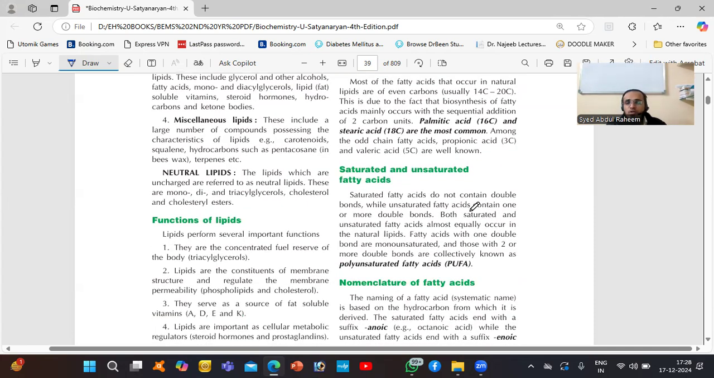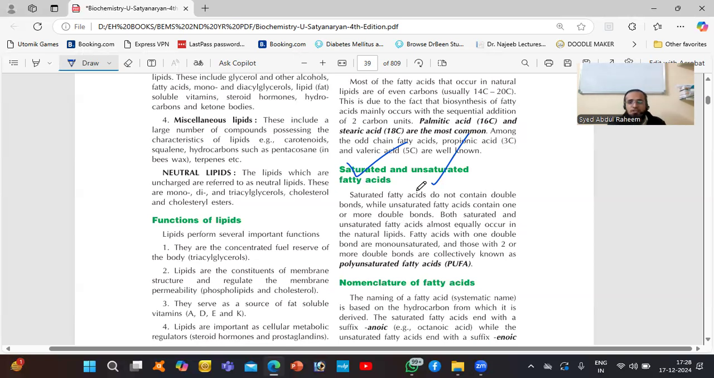We have two types of fatty acids: one is saturated and another is unsaturated. So we'll understand. Saturated fatty acids do not contain double bonds, while unsaturated fatty acids contain one or more double bonds. Both saturated and unsaturated fatty acids occur almost equally in natural lipids.